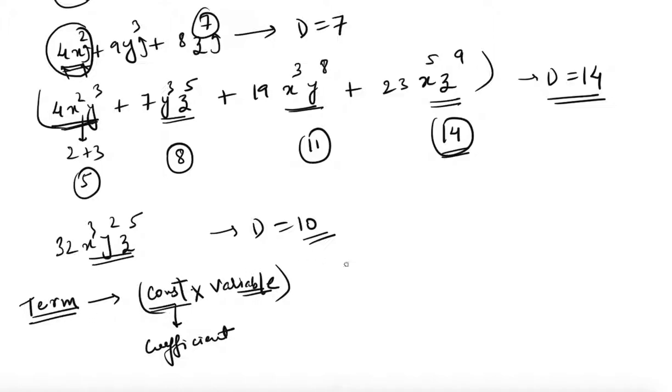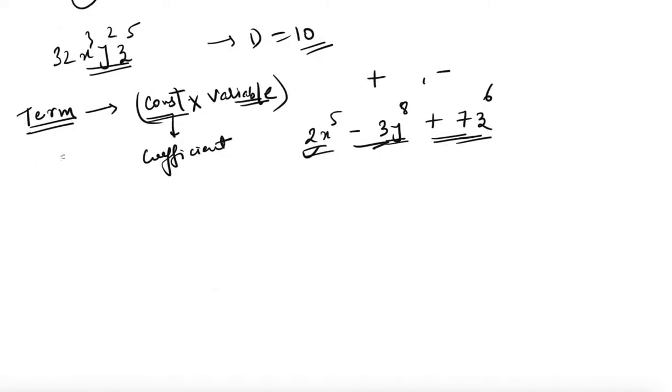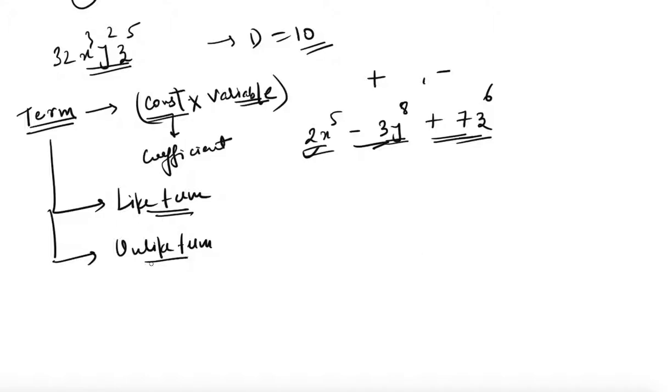The terms are always joined using plus or minus in case of a polynomial, right? Say for example 2x to the power of 5 minus 3y to the power of 8 plus 7z to the power of 6. This is one term, this is another term, this is the third term of the given polynomial. The coefficient of this term is 2, the coefficient of this term is minus 3, the coefficient of this term is plus 7. Second thing is, terms can be of two types. One is like term and second is unlike term. So what do you mean by like term and what do you mean by unlike term?